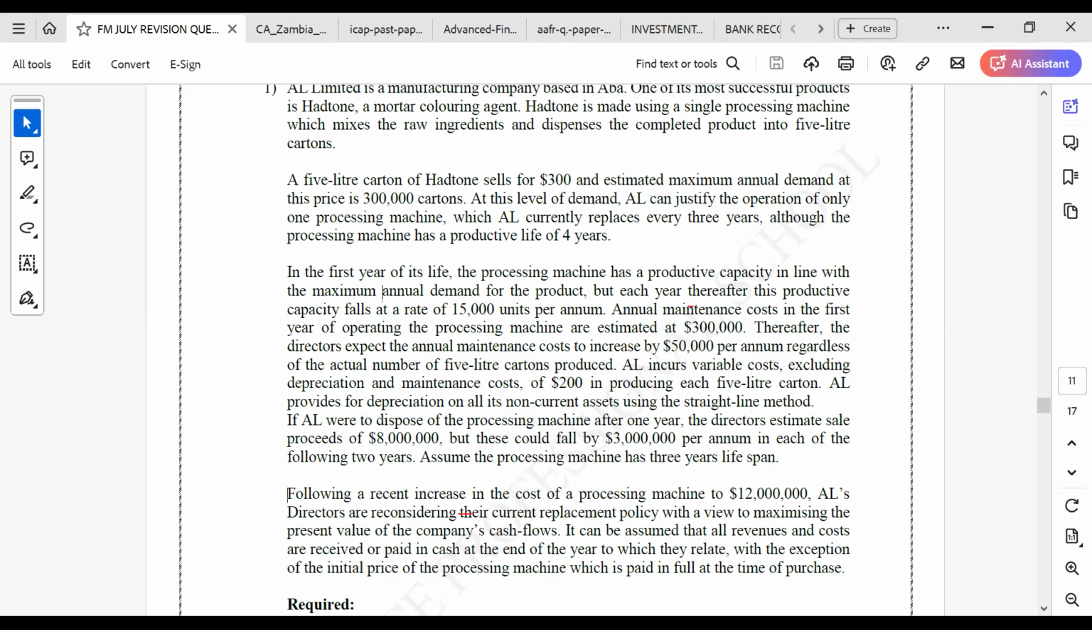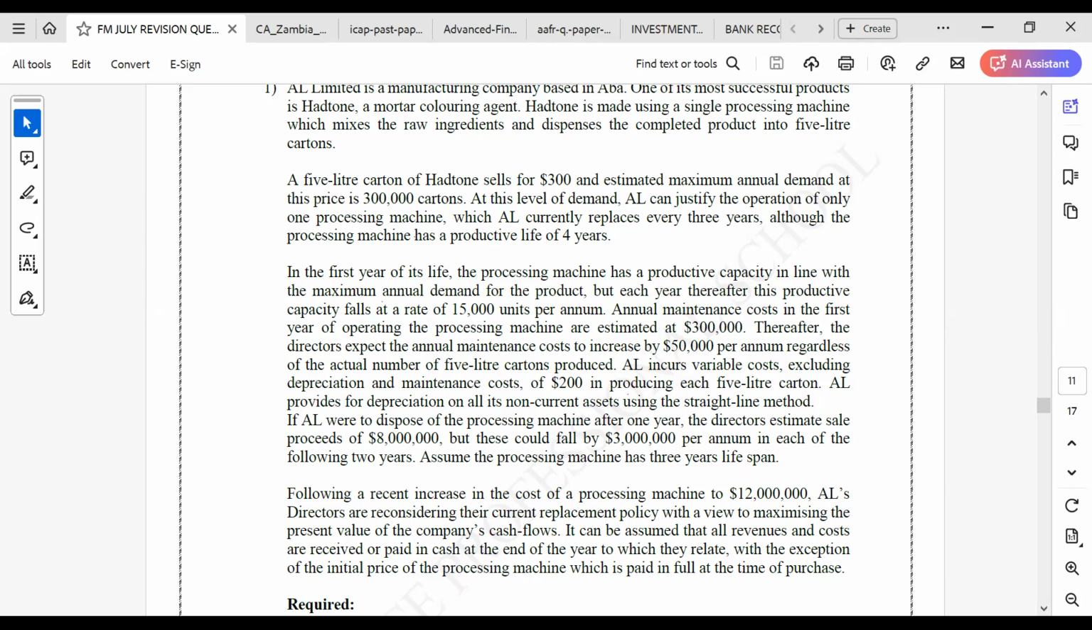So it can be justified that the current cost of the machine, or the purchase price of the machine, which is the recent increase in the cost of the processing machine to 12 million, we can say that they have to purchase the machine before they can use it, because the question is not giving us any information about them having an existing machine which has already been purchased, and we use that as a sunk cost.